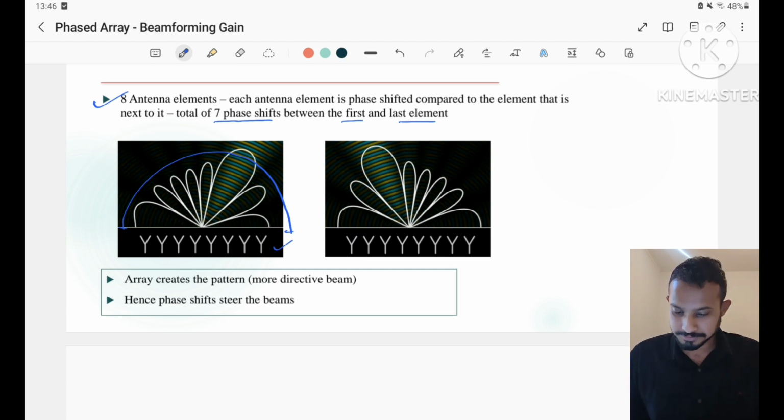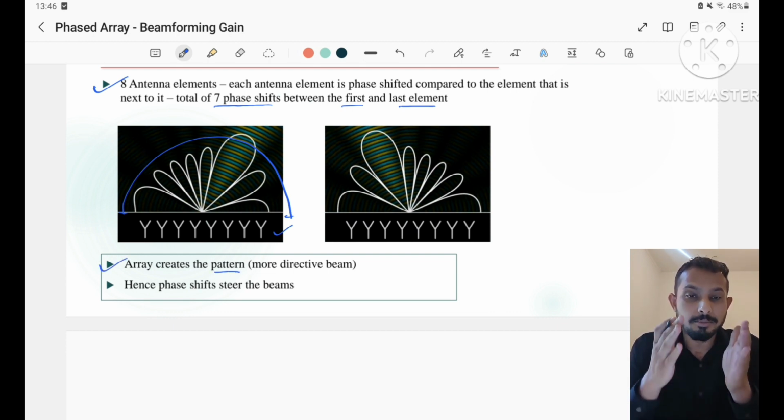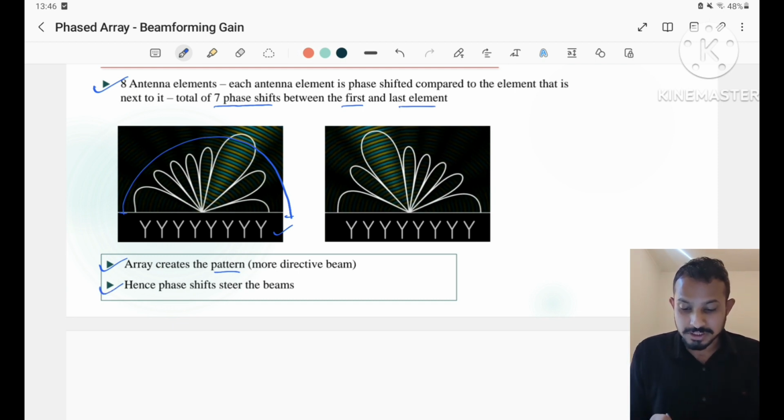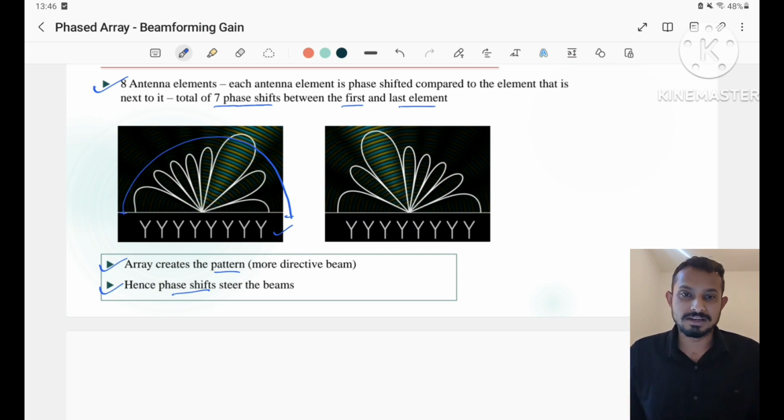So what do we understand? First, the array creates a pattern with a more directive beam towards the boresight direction, and then using the phase shifts, we can steer the beam to a very specific direction.